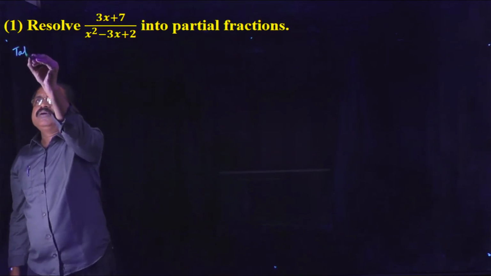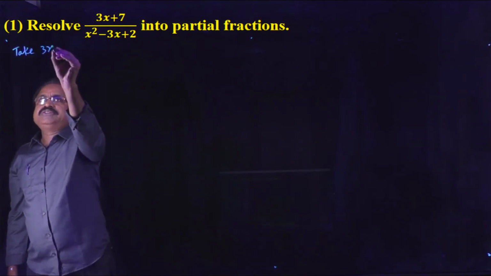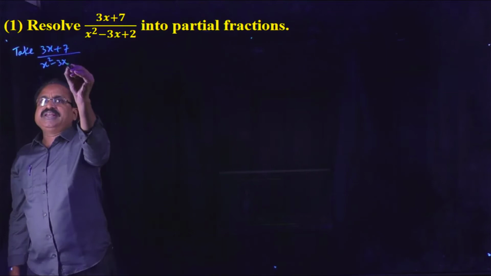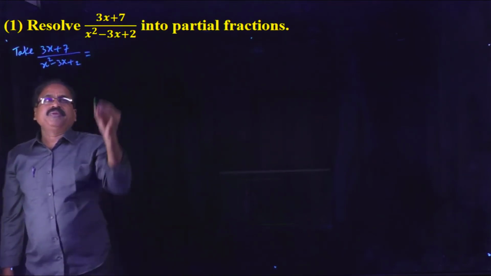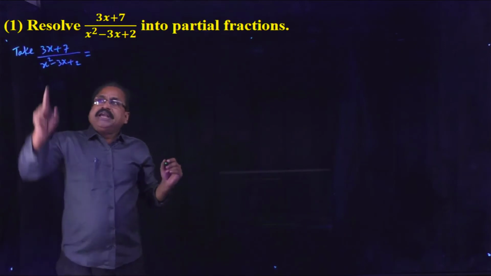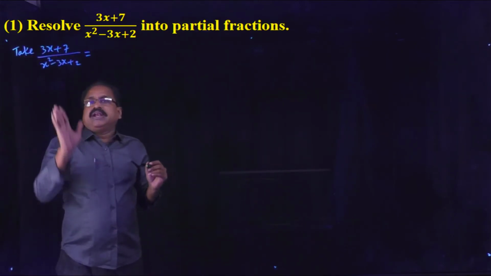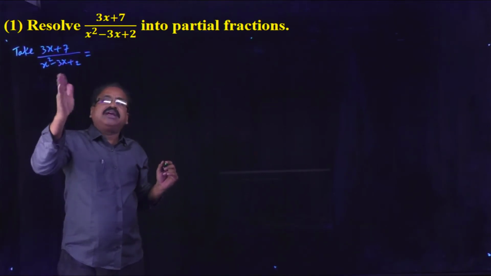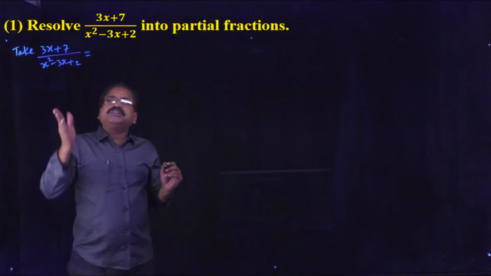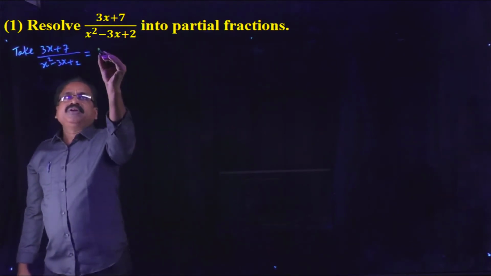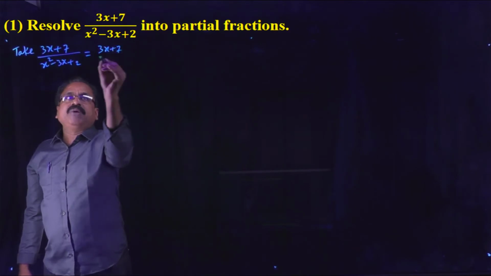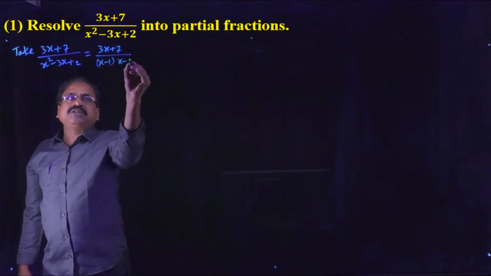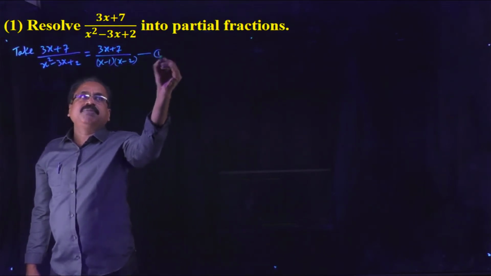Take 3x plus 7 by x square minus 3x plus 2 is equal to, here degree of numerator is 1, the degree of denominator is 2. So degree of numerator is less than the degree of denominator. So it is a proper fraction, that is equal to 3x plus 7 by x minus 1 into x minus 2. This is equation number 1.